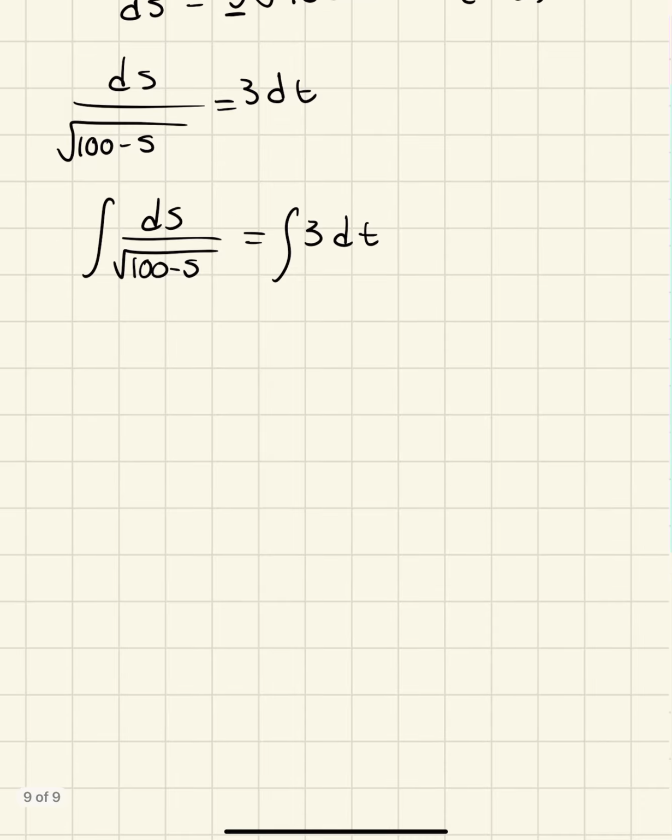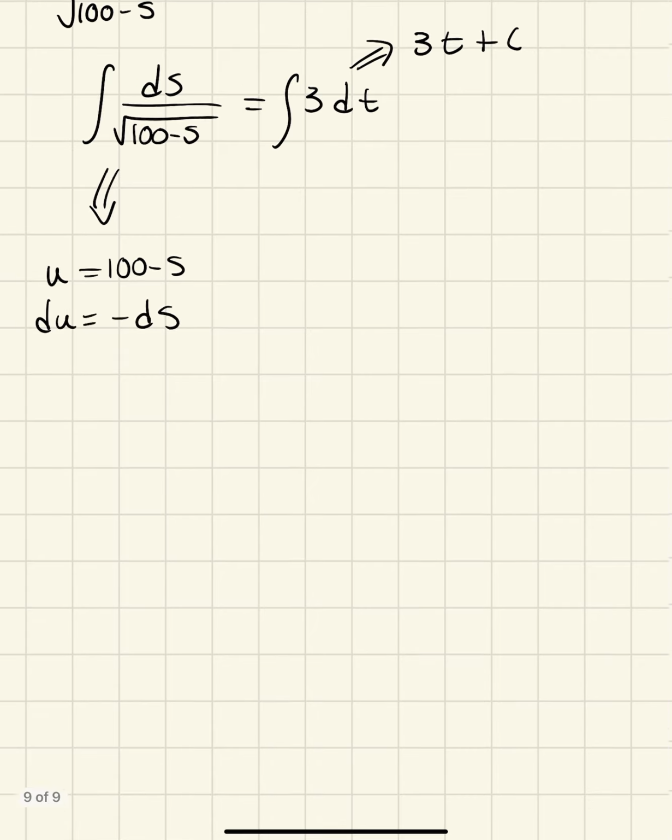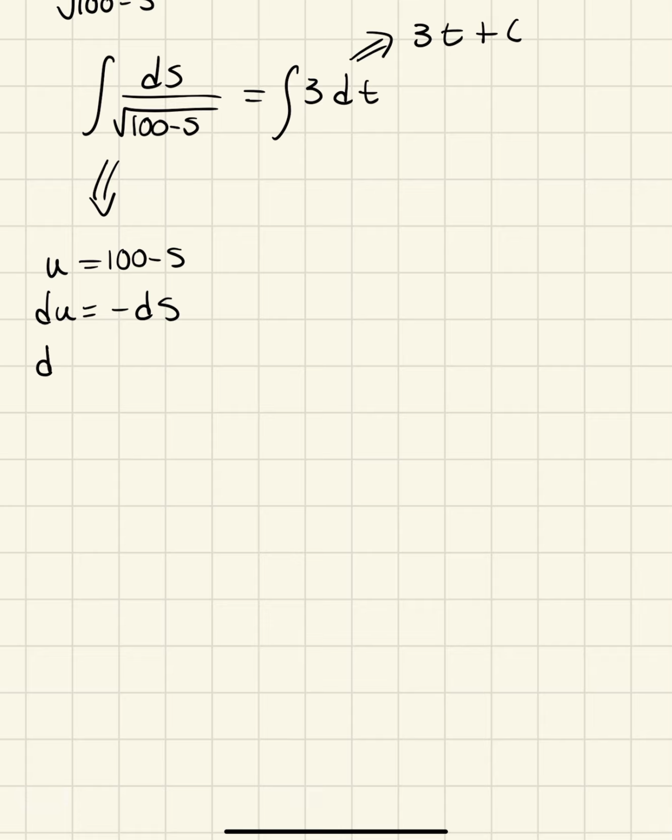The integral of 3 dt is pretty easy. That's just going to be 3t, and we'll add the plus c over there. For this one, we're going to have to use u-substitution. We're going to set u equal to 100 minus s, since then we get the derivative ds, so we can cancel it out. So du is equal to negative ds, so negative du equals ds.